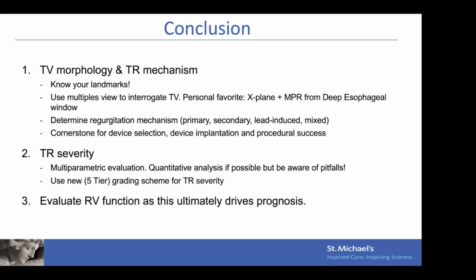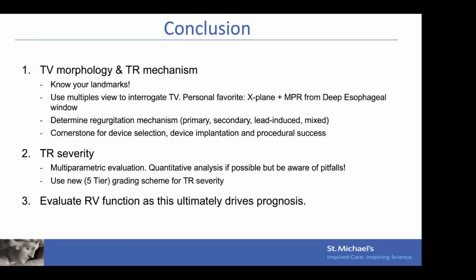So with that, I've come to my final slide. In conclusion, I would just like to say that whenever assessing TR, look at tricuspid valve morphology and TR mechanism. Know your landmarks. Use them to orient yourself around the valve. Use multiple views to interrogate the tricuspid valve. Try to determine the regurgitation mechanism, because this is the cornerstone for device selection, for implantation of the device during the procedure, and also for procedural success in the long term.